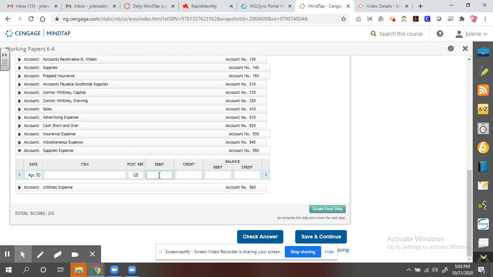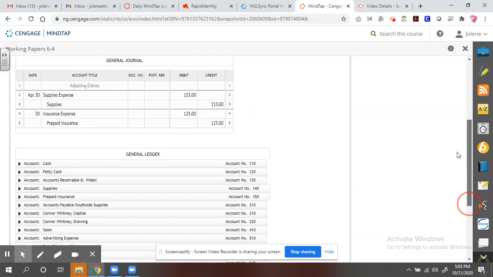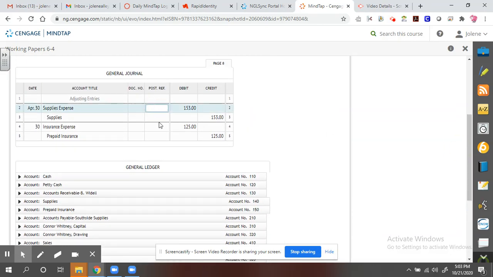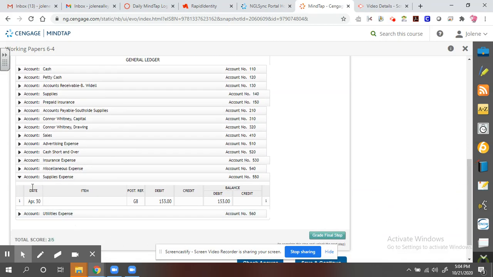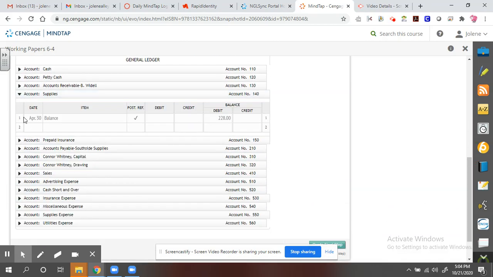We don't have a balance to begin with, so this becomes our new balance, 153. And we take this account number, 550, for supplies expense, and we take it up here and post it there. That tells anybody coming behind us, our boss or our auditors or whoever, that we have posted that part of the transaction. Now we have to go to supplies. I'm going to close this up and go to supplies.